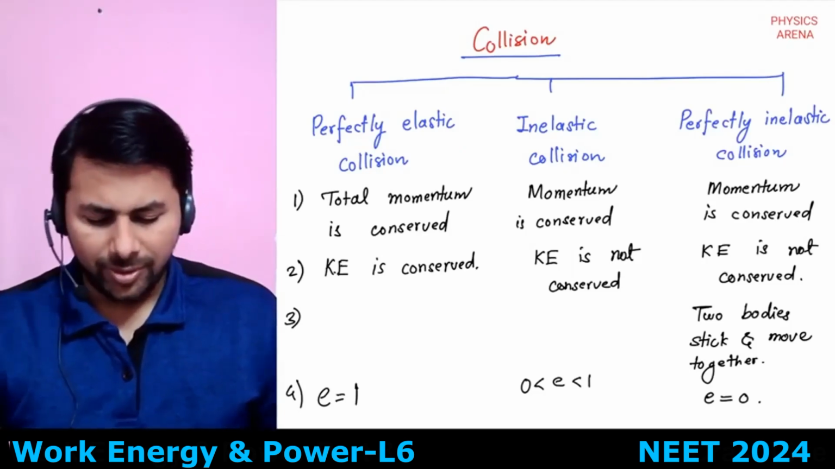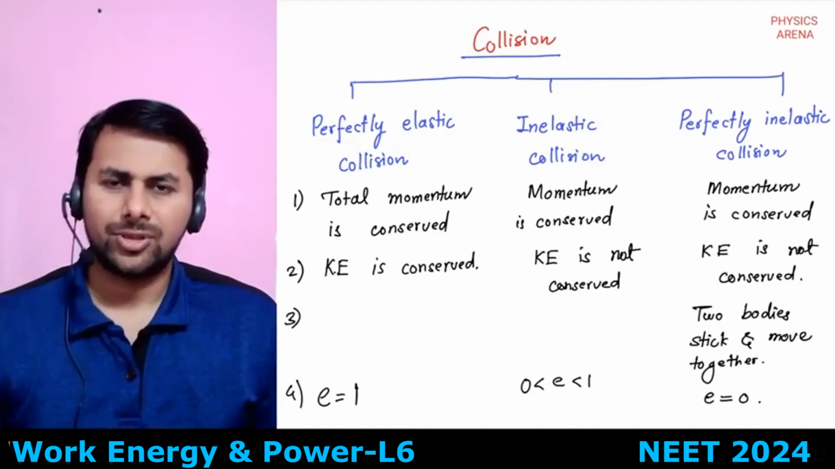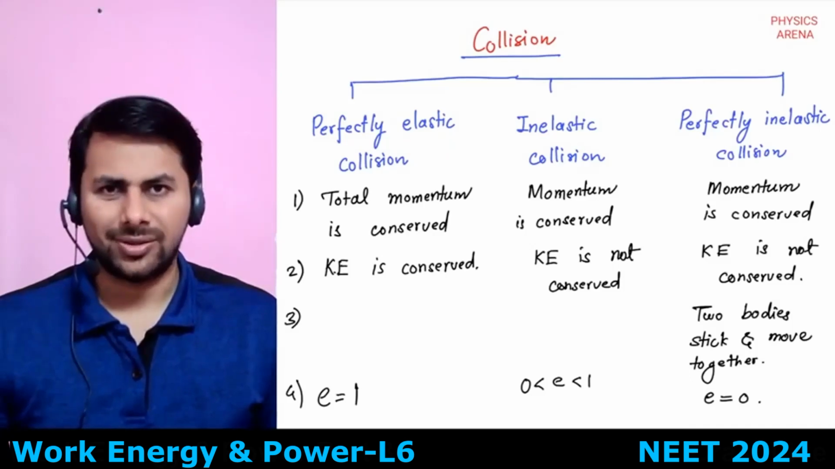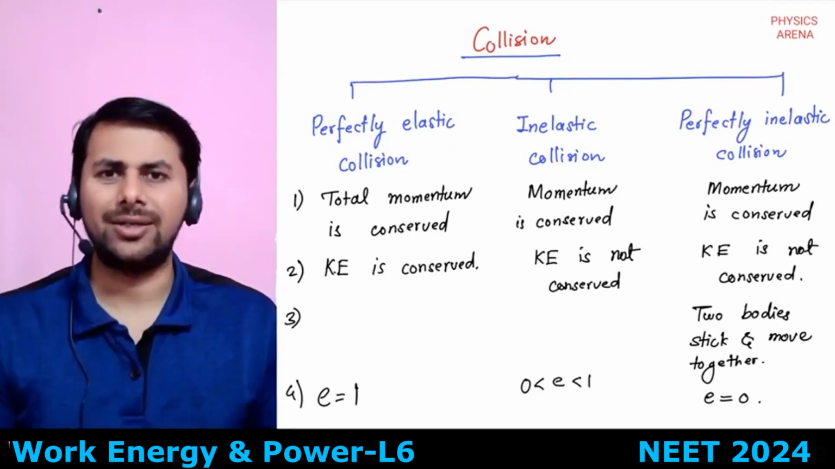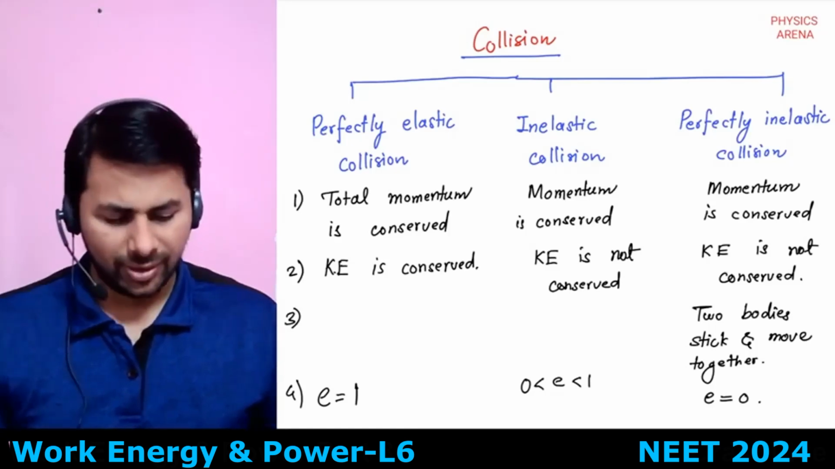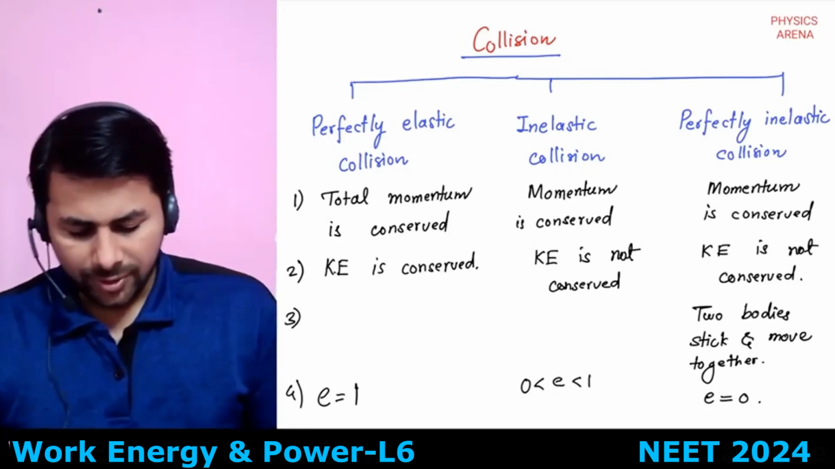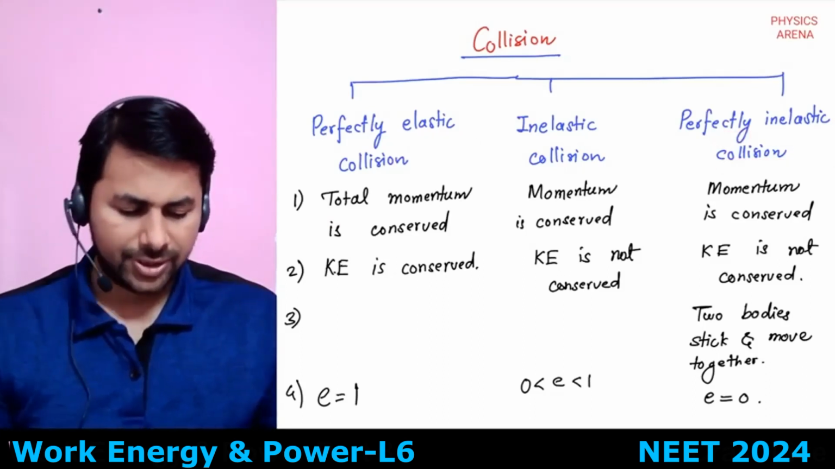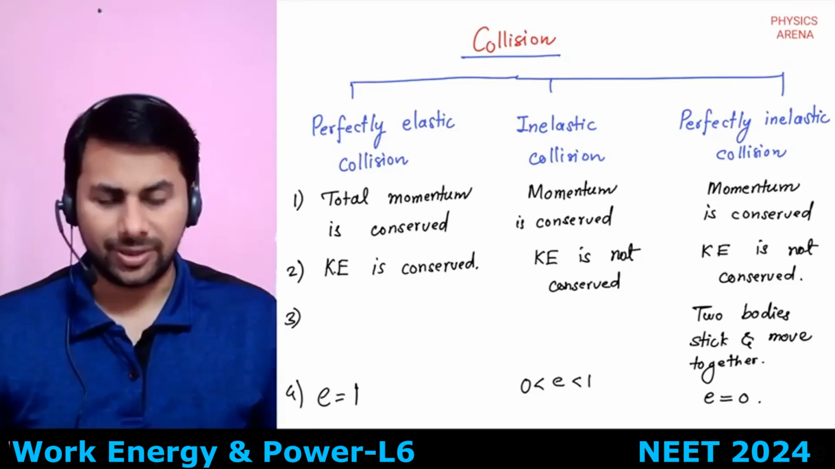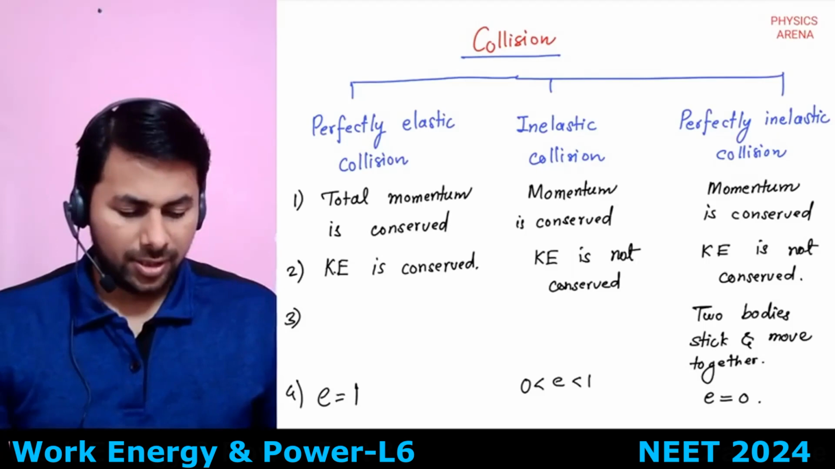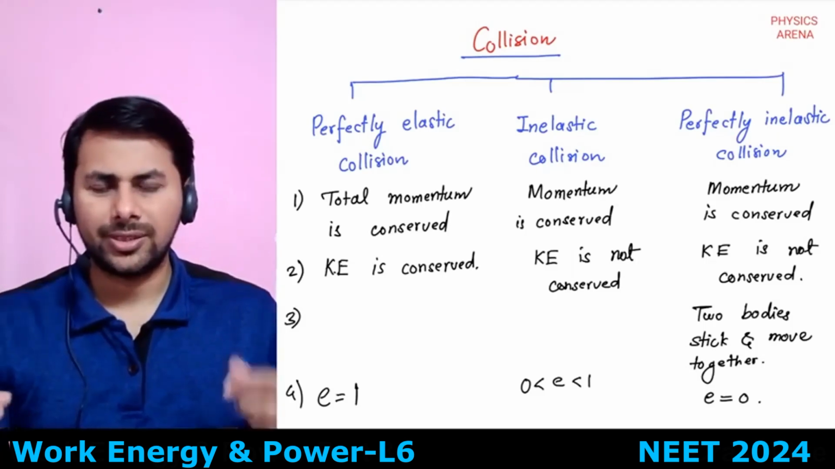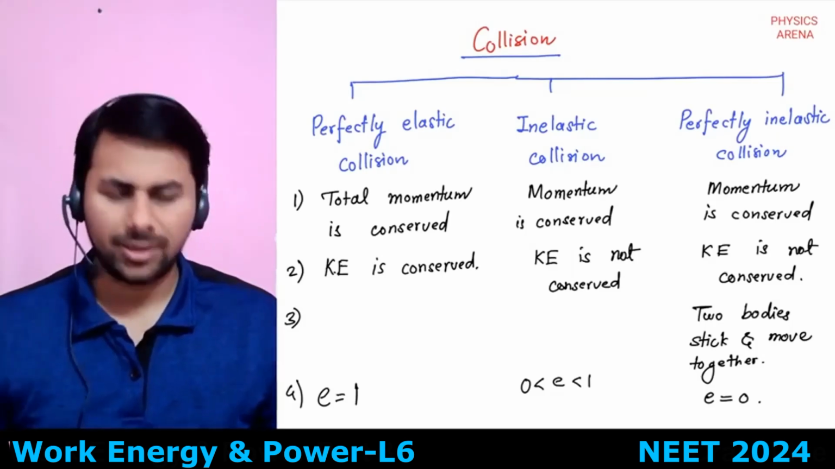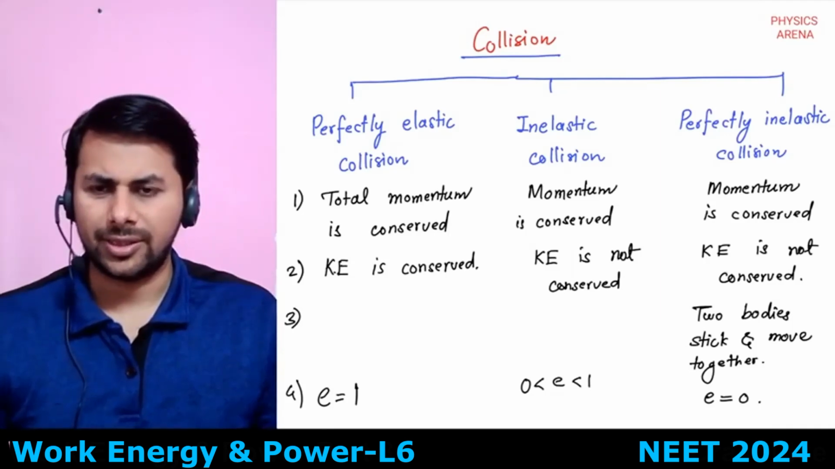So what is a perfectly elastic collision? A perfectly elastic collision is one in which total kinetic energy is conserved. So the kinetic energy before the collision is equal to the kinetic energy after the collision. Then what is a perfectly inelastic collision? Kinetic energy is not conserved in a perfectly inelastic collision, but one thing happens: the two bodies stick with each other and move ahead. Is this clear?